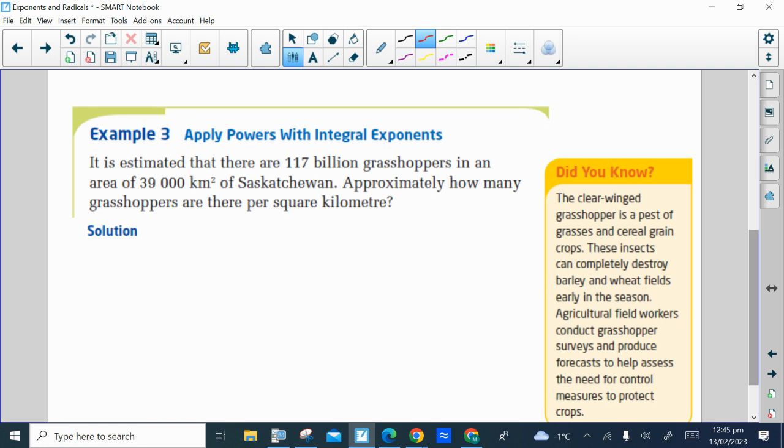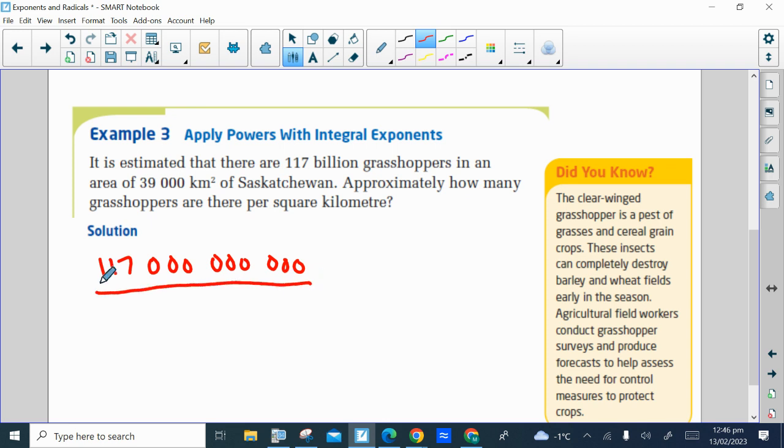This example shows how we can use our laws of exponents to help us figure out a problem. It's estimated there are 117 billion grasshoppers in an area of 39,000 square kilometers of Saskatchewan. Approximately how many grasshoppers are there per square kilometer? So, 117 billion. That's 117 with 9 zeros. 6 zeros means millions. You need 3 more zeros to get to billions. So that's what that number is.